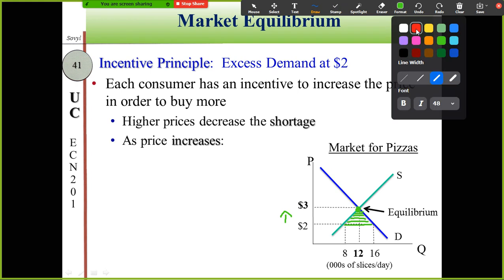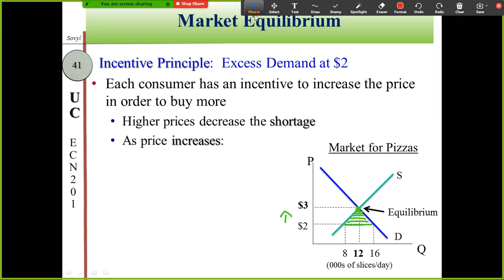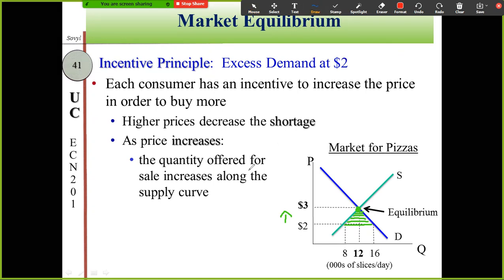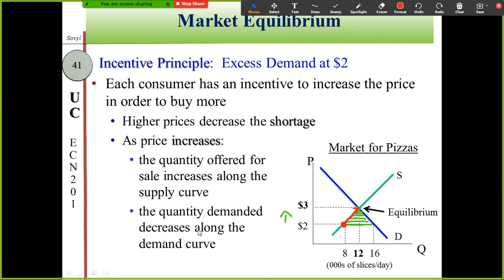Okay, the shortage becomes zero. As the price increases, the quantity offered for sale increases as well. Before, they sold that amount, but because of the higher price, they increase their supply to that amount. Quantity demanded decreases along the demand curve. When the price goes up, some demanders decrease their consumption, because a high price lowers demand. Okay, finally, equilibrium again.